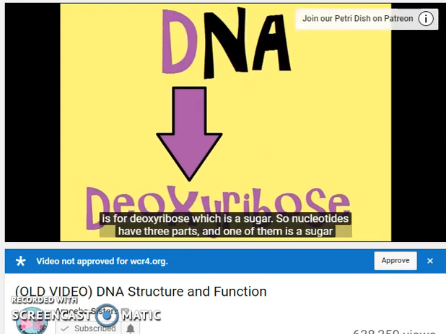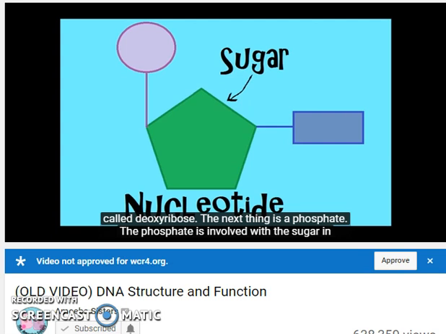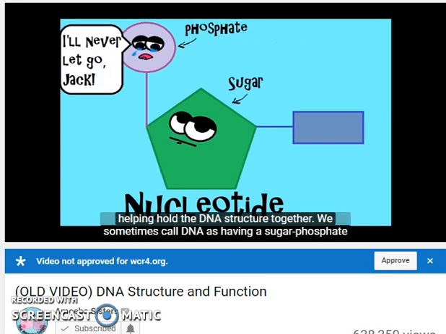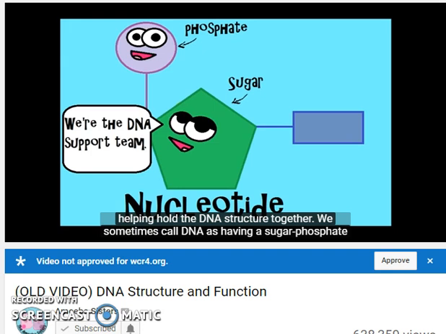And that D, that deoxyribo, that's for deoxyribose, which is a sugar. So nucleotides have 3 parts, and one of them is a sugar called deoxyribose. The next thing is a phosphate. The phosphate is involved with the sugar in helping hold the DNA structure together. We sometimes describe DNA as having a sugar phosphate backbone.